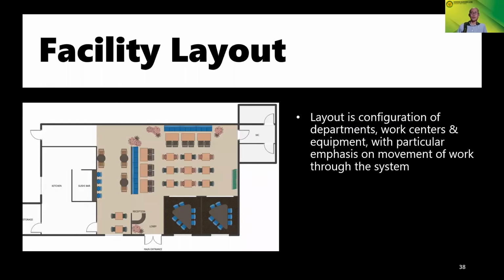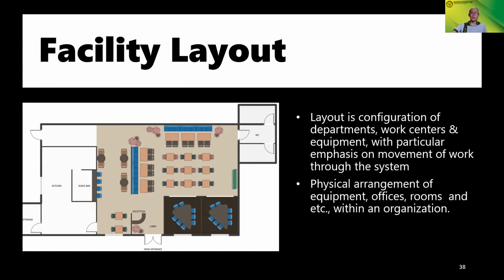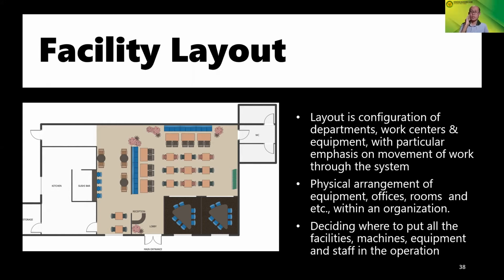Layout refers to the configuration of departments, work centers, and equipment with particular emphasis on movement of work, customers, or materials through the system. It could also mean the physical arrangement of equipment, offices, rooms, and the like within an organization. It also describes the location of resources and their relationship to each other. Layout, therefore, is deciding where to put all the facilities, machines, equipment, and staff in the operation.